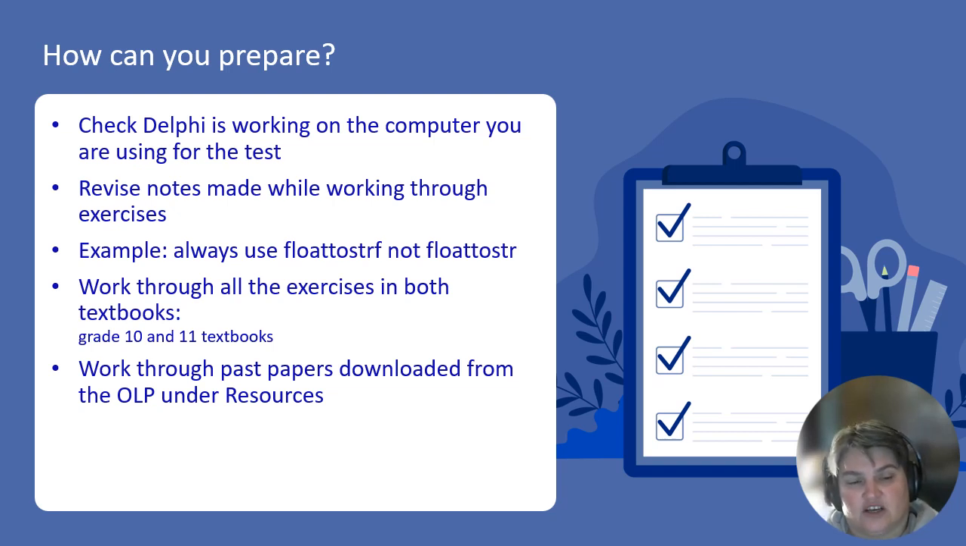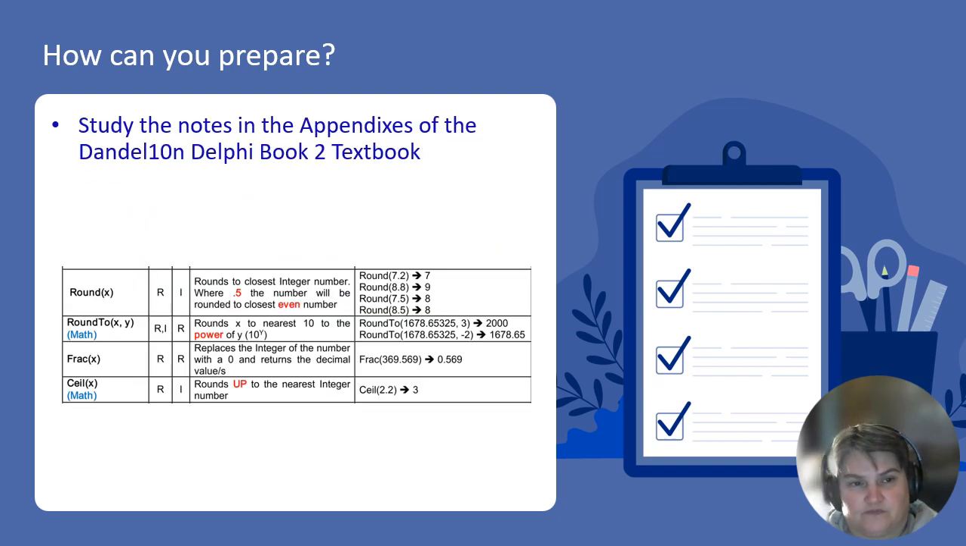Also work through the exercises. Your books all have exercises in. You can go redo exercises you've previously done. To revise grade 10 work, the best way is just to do some activities from the grade 10 textbook. And then please, on your OLP, under resources, there are past papers. Go download those past papers and work through them.